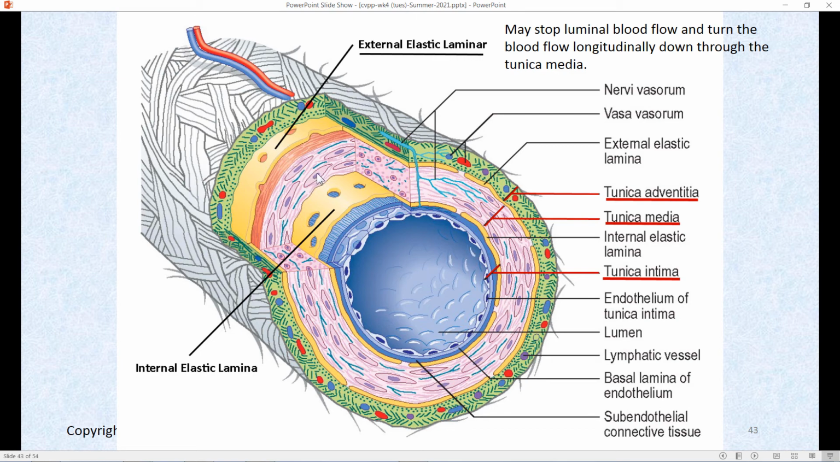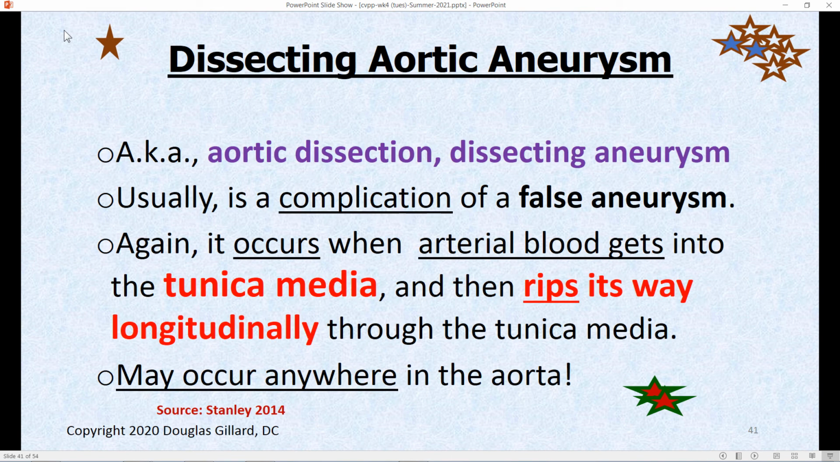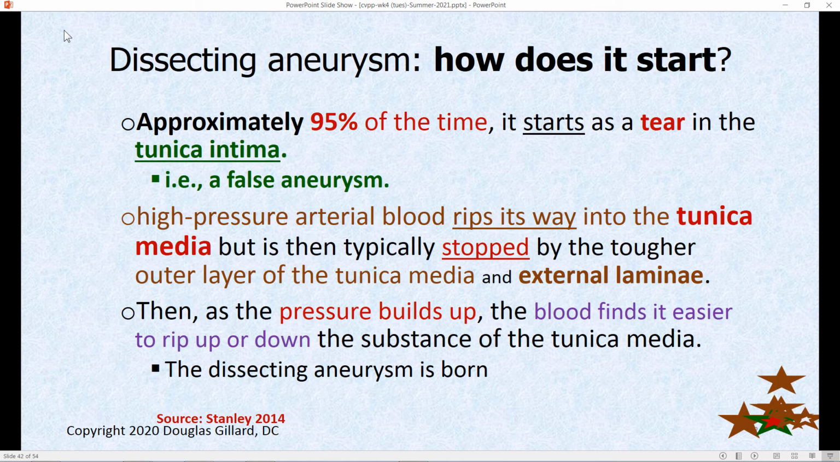So instead, the blood rips right through the tunica media longitudinally, right down like that. And I'll show you better pictures here in a second. But that's a dissecting aneurysm. It occurs when blood gets into the tunica media and stops there and continues longitudinally down the aorta. And it can go for a long, long ways. About 95% of the time, it starts as a tear, starts as a false aneurysm.